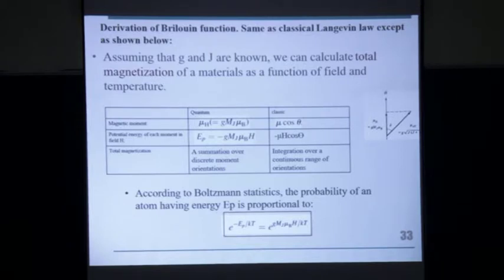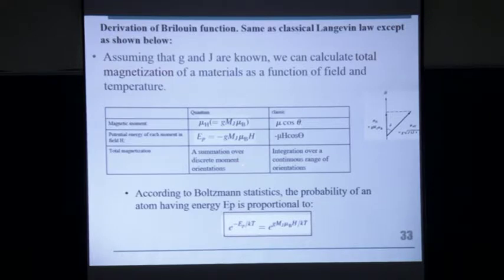Okay, so now you can derive the Brillouin function; it's a spelling mistake here. You can derive the Brillouin function using the same logic. In the classical case, the magnetic moment is mu cosine theta. It can assume any value. The potential energy is mu h cos theta, but in the quantum case, it is given by this number.